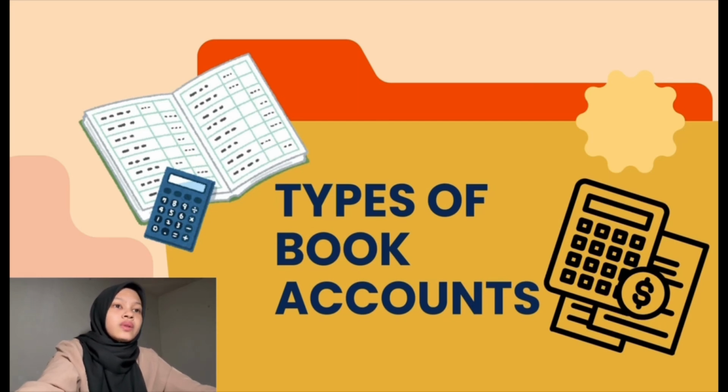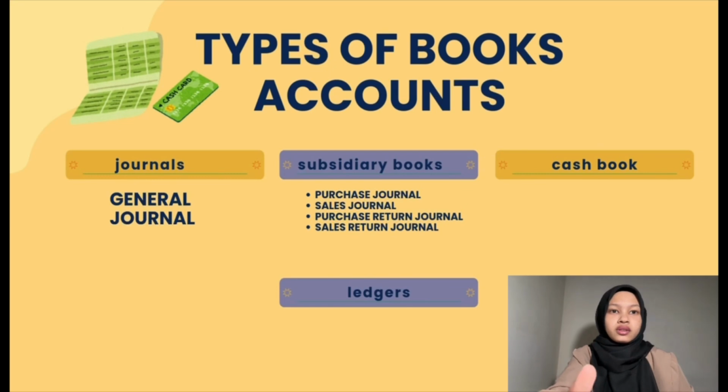Today I want to explain the types of book accounts. The types of book accounts that we have are the journal, subsidiary books, or what we call special journals, the cash book, and ledgers. The journal that we have is the general journal, and the special journals that we have are the purchases journal, sales journal, purchases returns journal, and sales returns journal.